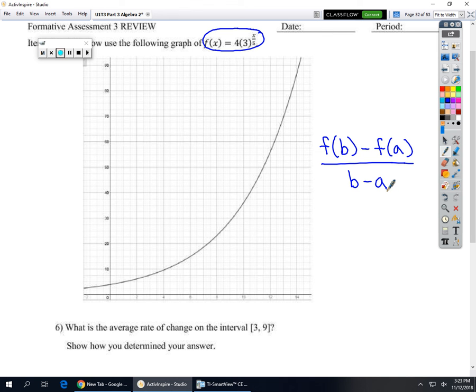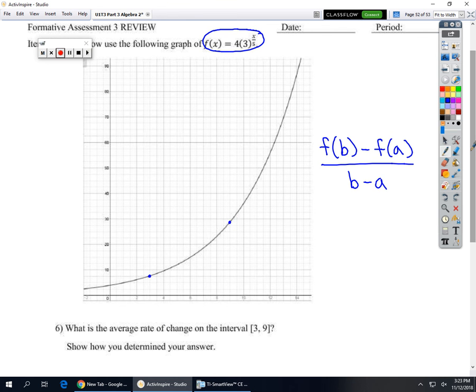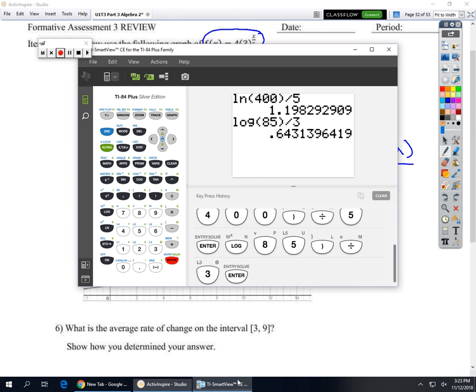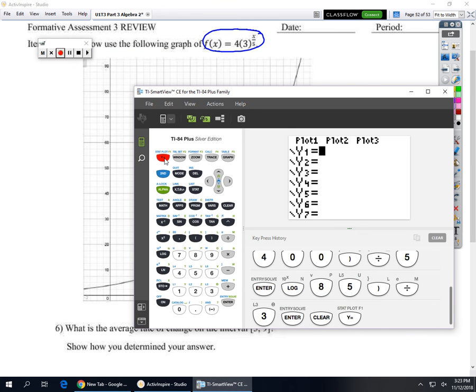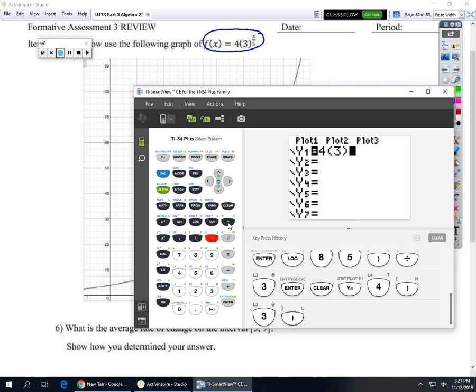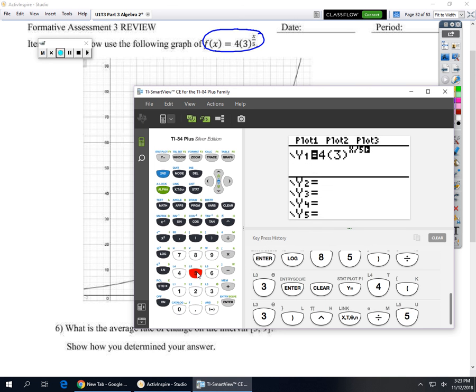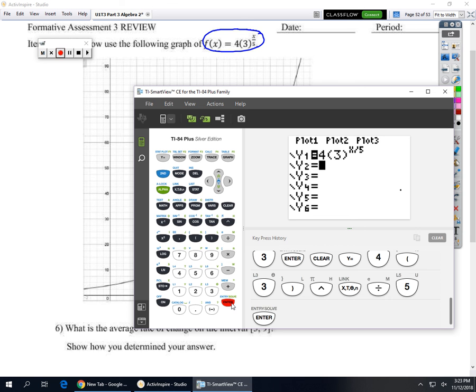Now, it wants the average rate of change on the interval from 3 to 9. So 3, the point is somewhere there, though it's kind of hard to tell what it is. And then 9 is up here. Also hard to tell exactly what this is. So the best way to find these actual values is to put this into the calculator. You can plug the numbers in, or you can just use second table to quickly get your answer. So that's 4 parentheses 3 to the power of x over 5. Like that. So remember, that's an exponent.